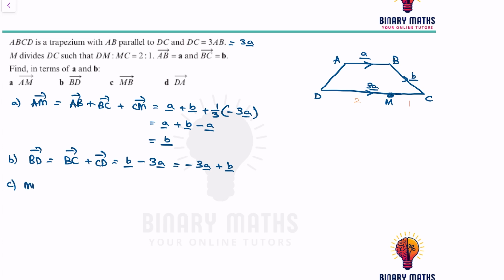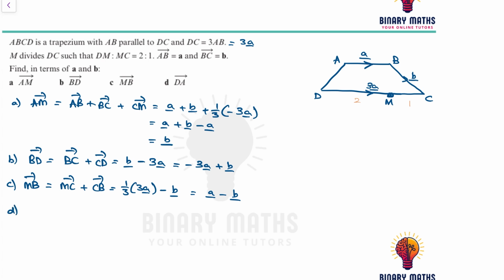C is M to B. M to B is equal to M to C plus C to B. The M to C is a third of 3A. So a third of 3A. And C to B is minus B, which is equal to A minus B.